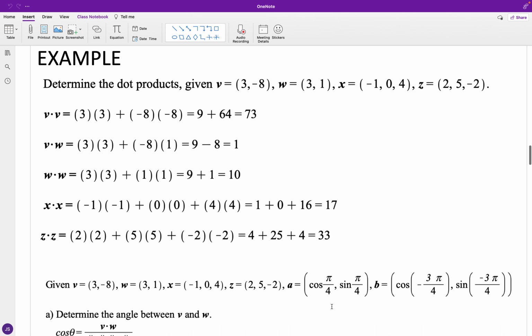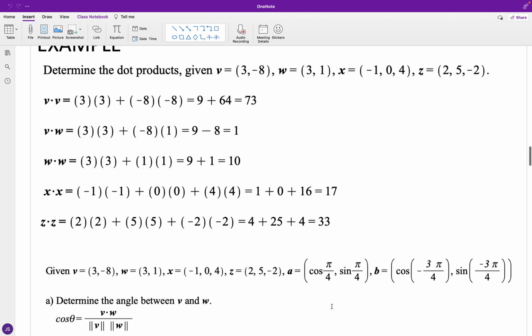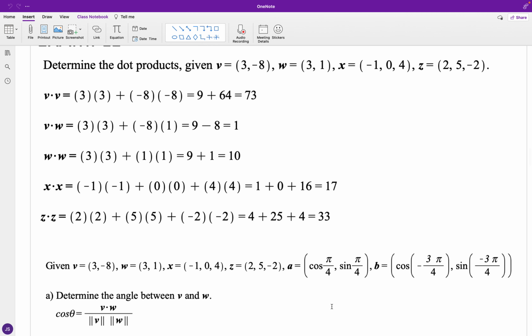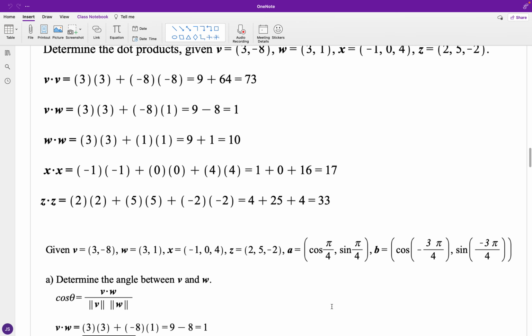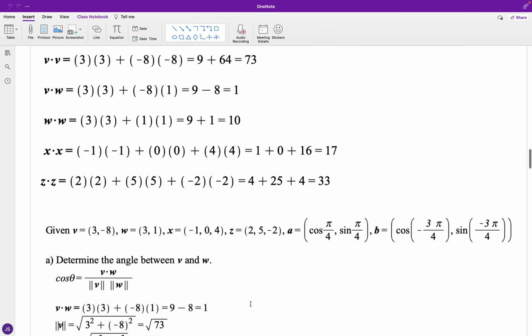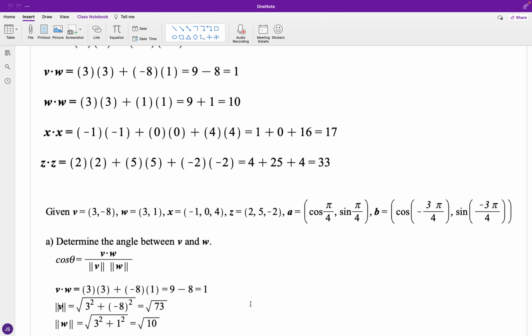And if we're looking at the angle between V and W, again, we have the cosine of theta equal to the dot product of V and W divided by the product of the magnitudes of V and W. The dot product of V and W, which earlier we had determined to be 1. Now the magnitude of V is going to be the square root of 73, so you're taking the sum of the squares of 3 and negative 8. And for the magnitude of W, we have the square of 3 plus the square of 1, and the square root of that comes out to the square root of 10.